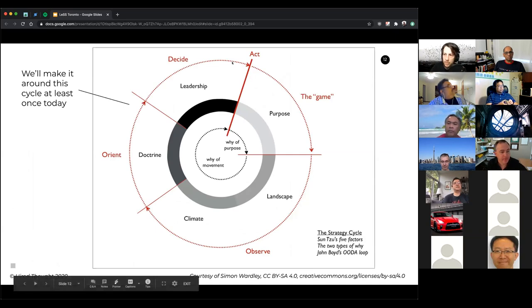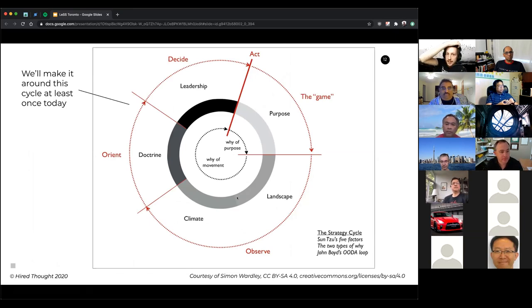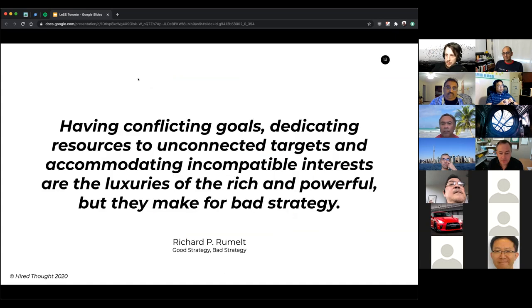And so there's a whole series of 5 factors that Simon Wardley talks about. We're not going to get into the jargon today. We're just going to actually do it. And then you'll look back and be like, oh yeah, I did that. So we'll give you the practical experience around this.